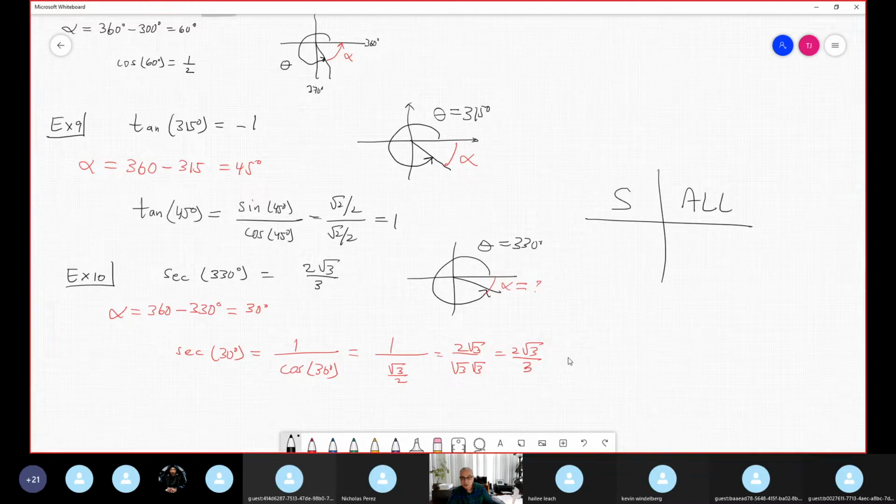All Students Take Calculus, the only positive one is cosine, and its family, which is cosine and secant. Therefore, we are talking about secant being positive. This is the answer. Super good or no? It's good, Professor, but because I just memorized the positive.